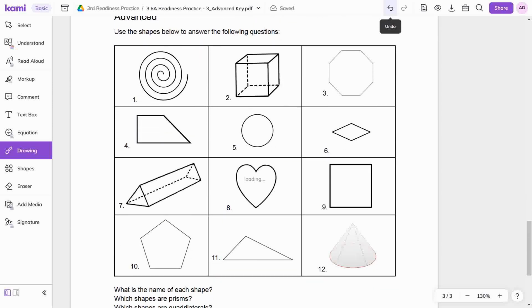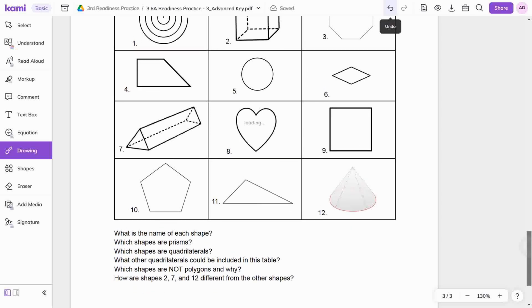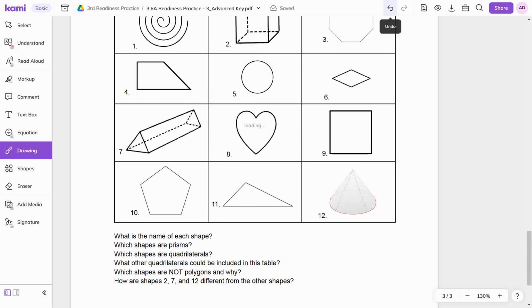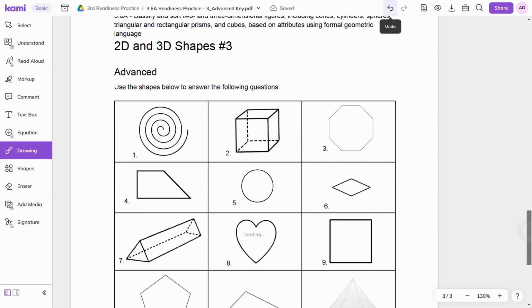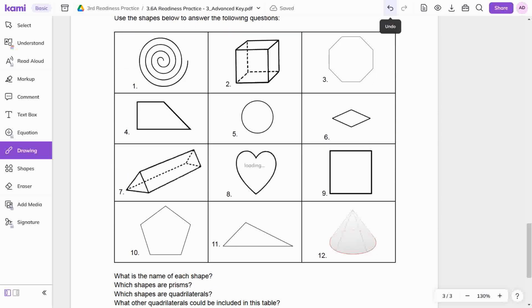All right, for our third, we have some shapes. We need to name each shape, find the ones that are prisms. We need to find why 2, 7, and 12 are different from the other shapes, so on and so forth. All right, so let's just name each of these. So this is not really a geometric shape, but I'll just call it a spiral. And our next one is definitely a geometric shape. That's a cube. This has got 8 sides, so we'll call this one an octagon.